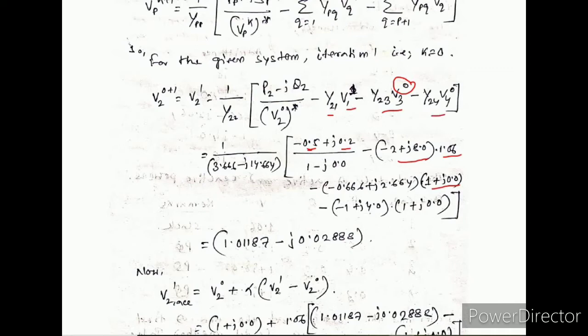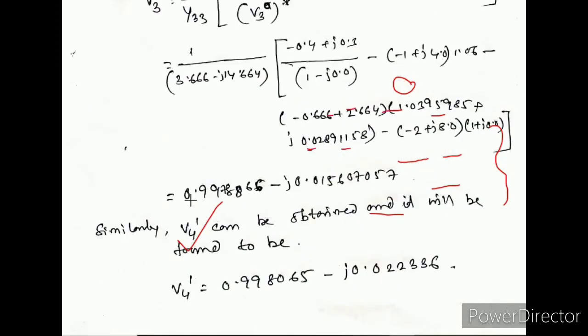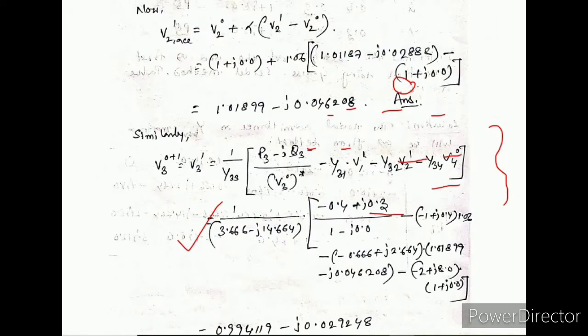We have put the values here, and after calculating we will get this result, that V2 to the power 1 will be 1.01187 minus j 0.02888. So this will be the value of V2 to the power 1.